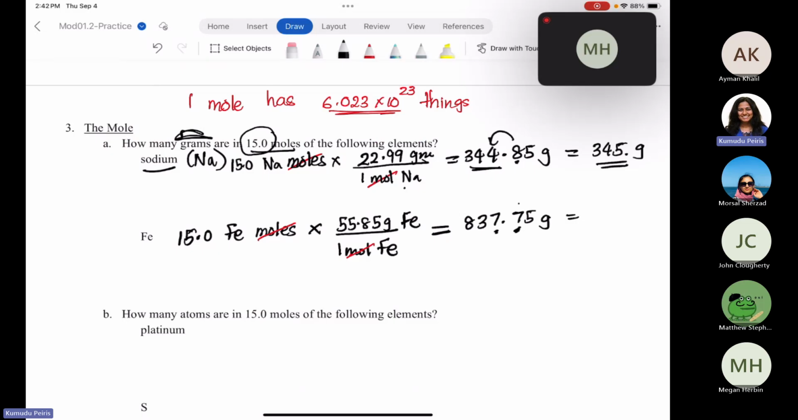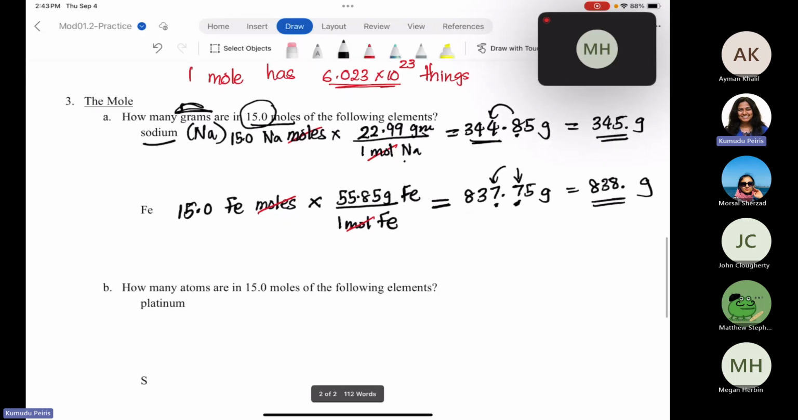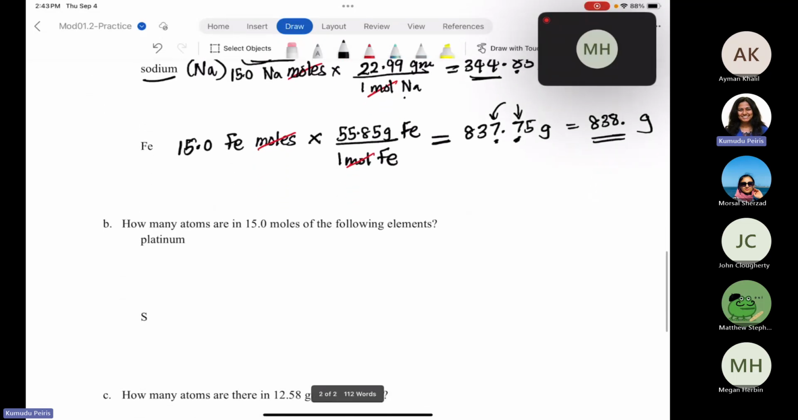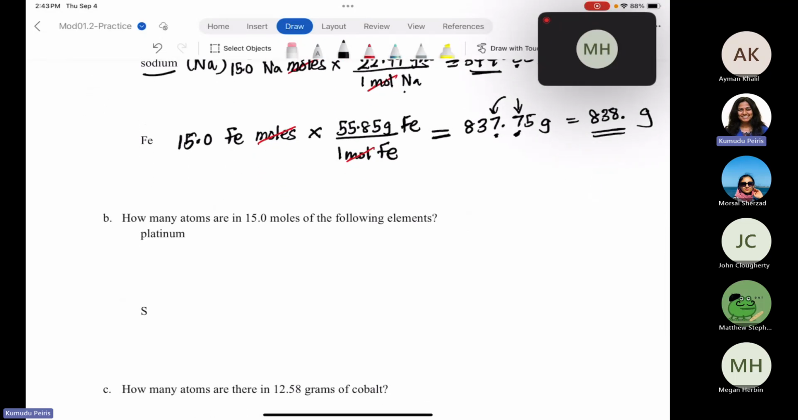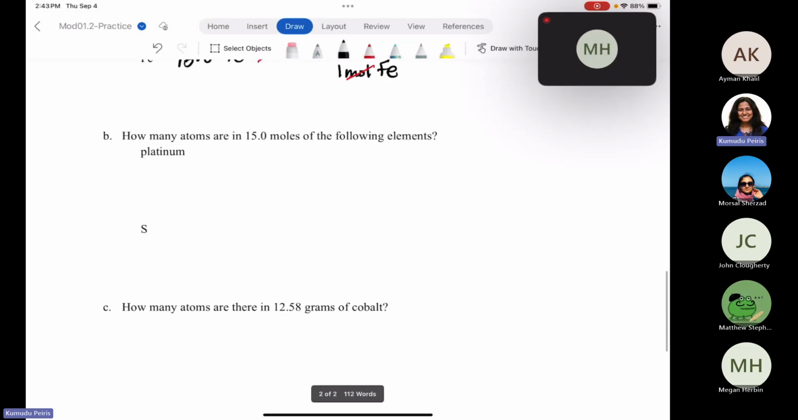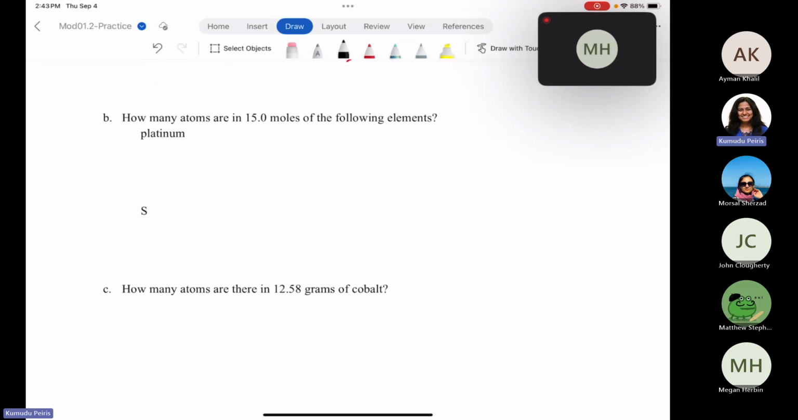So this number is greater than 5. Therefore, we should add 1 to the 7. So the answer should be 838. You can put the decimal place, and that is the final answer. Right. Do you have any questions? Right. Next, we'll go to the conversions between atoms and moles.